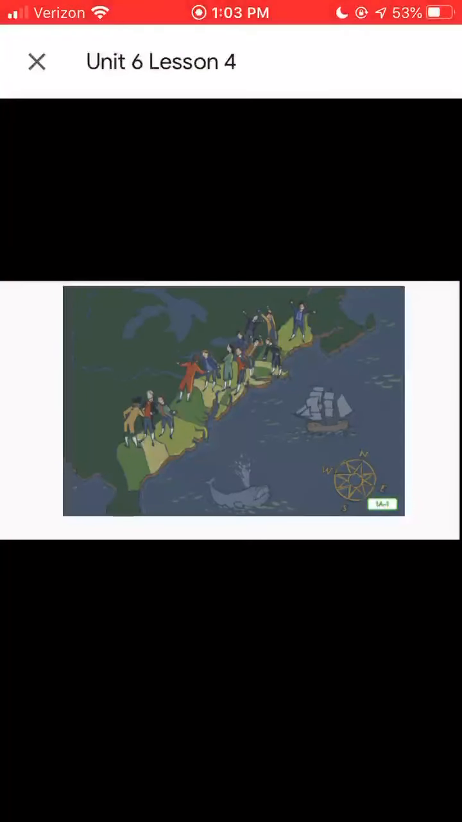All right, let me go ahead and make this bigger for you so you can see the pictures. Our first picture is of colonists in the colonies, okay? From 1775 to 1783, America fought Great Britain for independence. This conflict was called the Revolutionary War. Against all odds, America won. What had been the 13 original colonies officially became the United States of America.